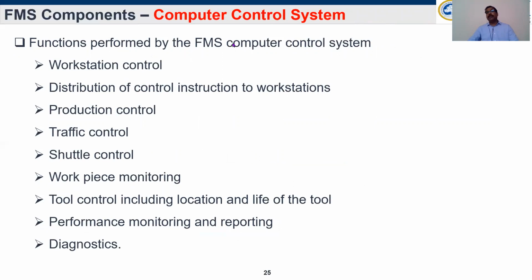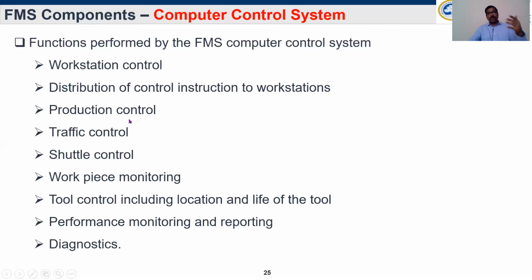Okay. Next one is the computer control system. This is the main part in terms of how we control the automated system, through computer. So workstation control, where a workstation can be a CNC machine, can be controlled through the computer. Then distribution of computer instructions to the workstations.